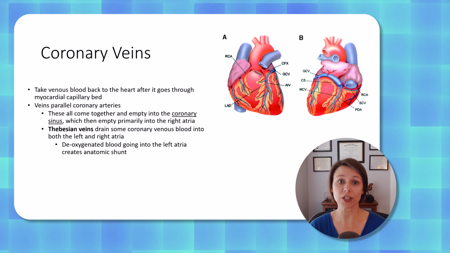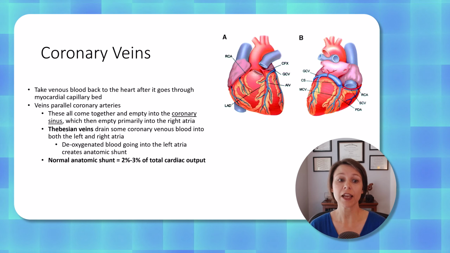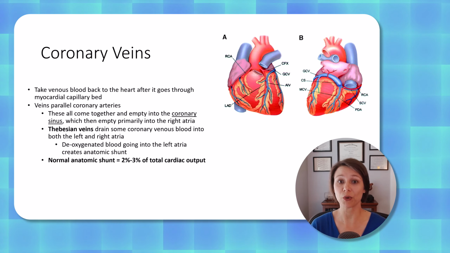What is normal anatomic shunt? It is about 2 to 3% of total cardiac output.